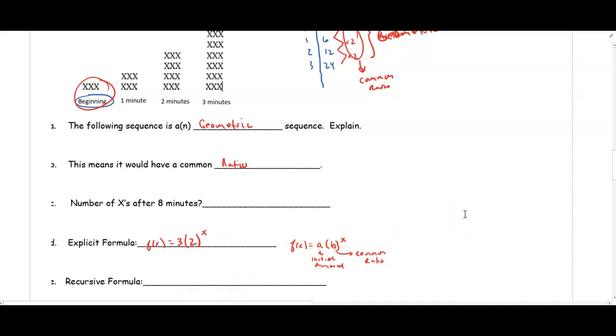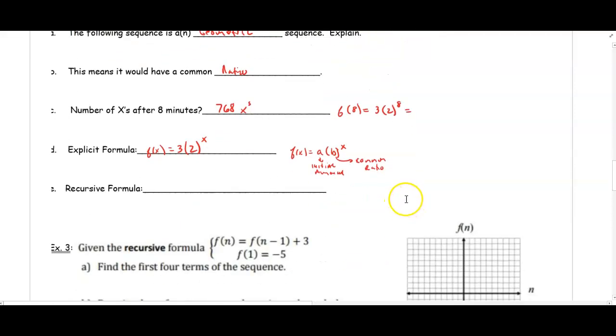Okay? Now, that makes letter C easier to answer, because what is f of 8 going to be? Well, 3 times 2 to the 8th power. If I plug that in my calculator exactly the way I see it, if you do 2 to the 8th and then multiply that by 3, you would get 768 x's. Okay?